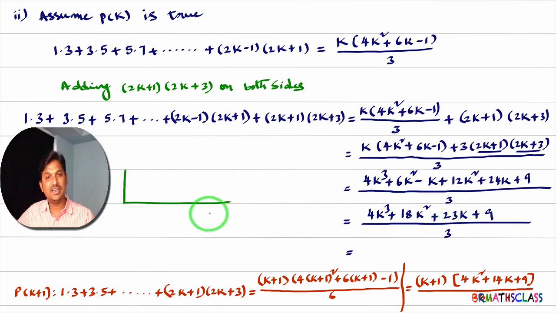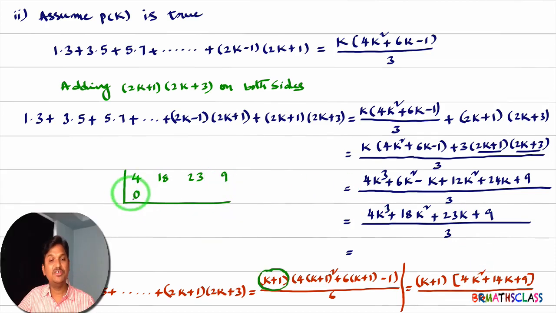What is synthetic division? You draw a shape like this and you take the k cube coefficient, which is 4. Next, the k square coefficient, that is 18. Next, the k coefficient, that is 23. Next, the constant, that is 9. And you put 0 here, always 0 will be there.